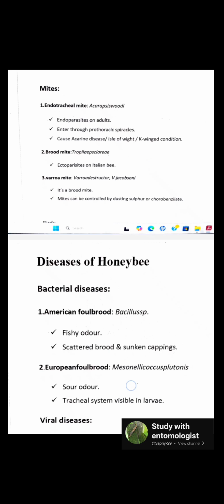Name is Acarapis woodi. Second is brood mite. Brood mite is Tropilaelaps clareae and mostly it affects the Italian bee, that is Apis mellifera. Third is Varroa mite. Name is Varroa destructor or Varroa jacobsoni. So again it is a brood mite only. For controlling the mite in management we can spray sulfur or chlorobenzilate, dicofol or Kelthane, anything we can use. Now the diseases of honeybee.